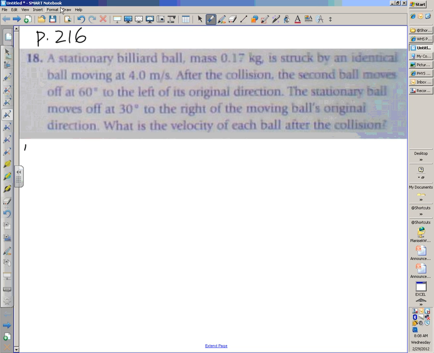In the middle of the page is a little section that says practice problems. This is number 18 from the practice problem section. It is similar to the problem that we did yesterday in class, but there is one difference, and we'll talk about that difference in just a second.